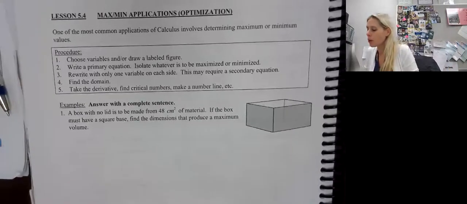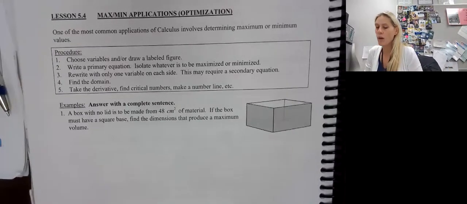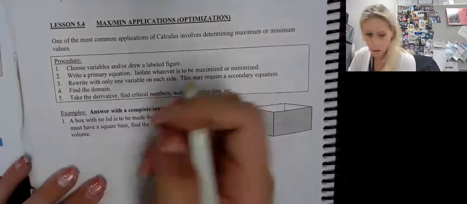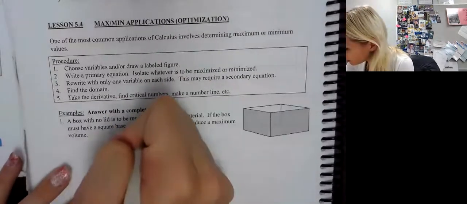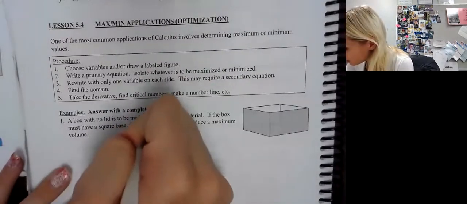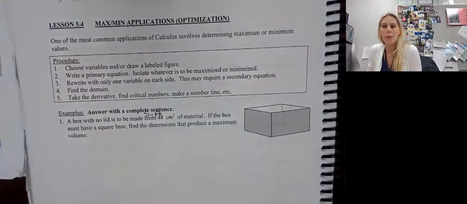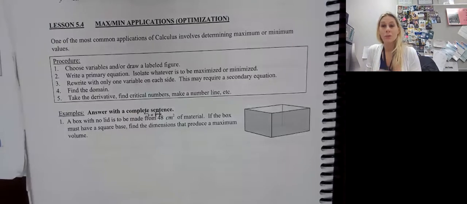A box with no lid is made from 48 centimeters of material. Before we read that, when we talk about material that's covering a box, what are we talking about? We are talking about surface area. Okay, and I'm pointing that out right now because that's going to help us with making our equations, whether that be the primary or the secondary, I don't know yet.